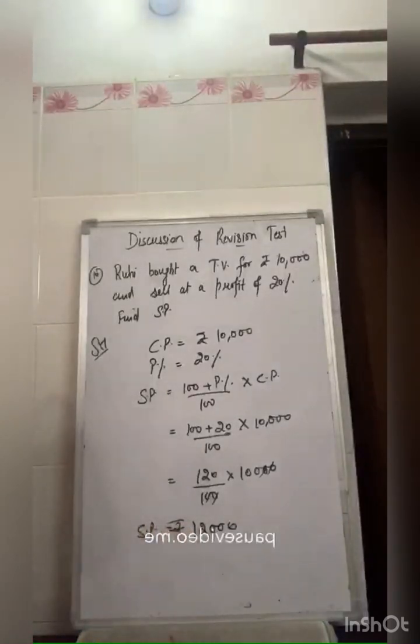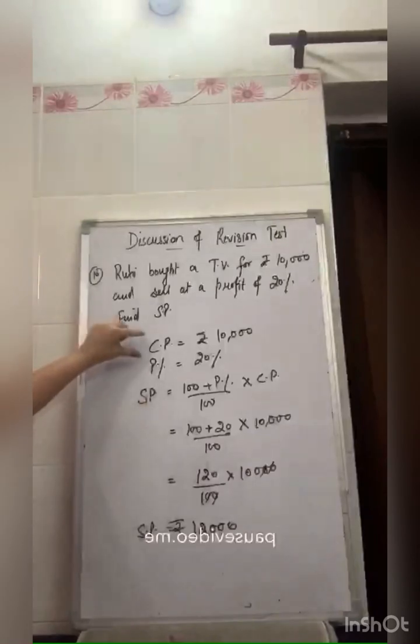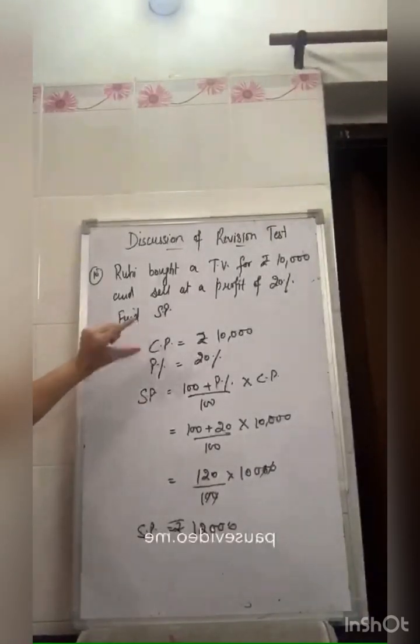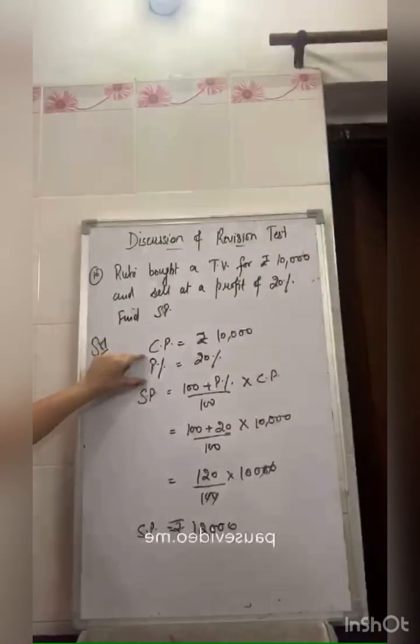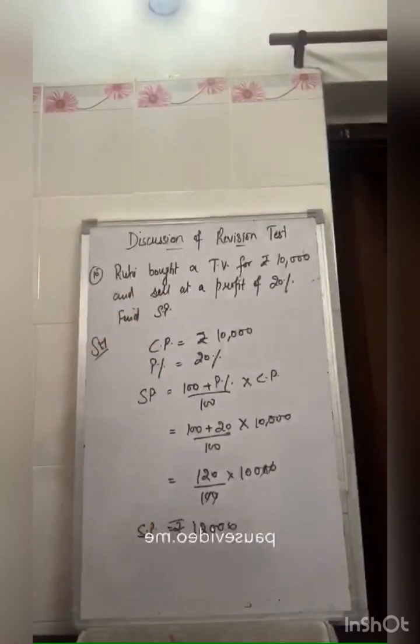What is the selling price? The selling price is 12,000. So the cost price is 10,000. After having 20% profit, Ruhi sold the television for rupees 12,000.